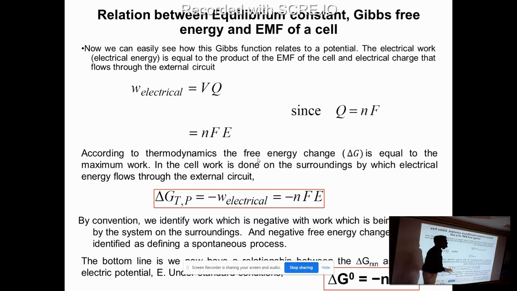So what is ultimately the equation for Gibbs free energy versus the potential? Delta G is equal to minus N into F into E naught, where E naught is the standard electrode potential, N is the number of electrons involved, F is the Faraday's constant, and delta G is the Gibbs free energy. Fine. So that is one expression.